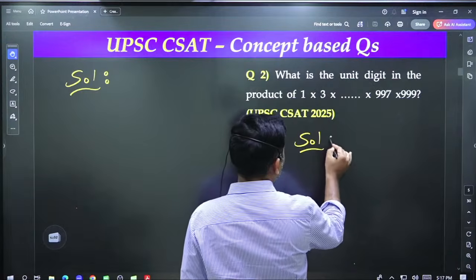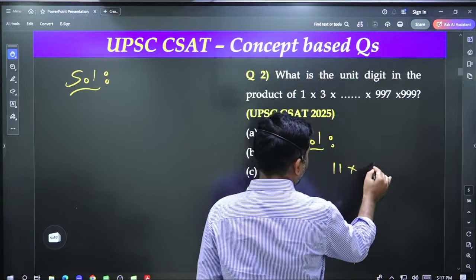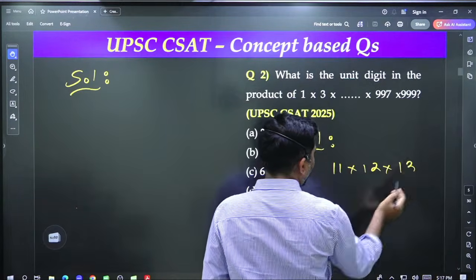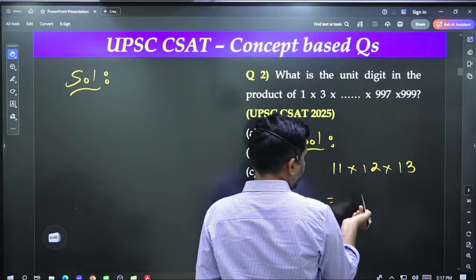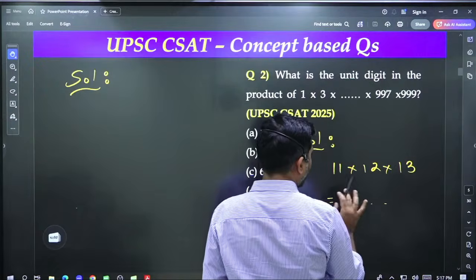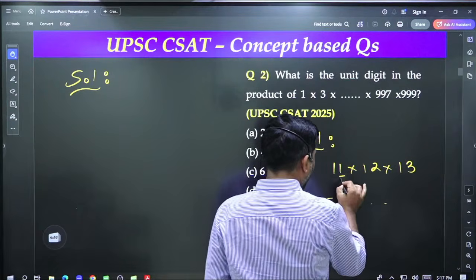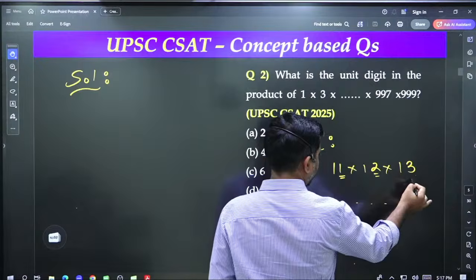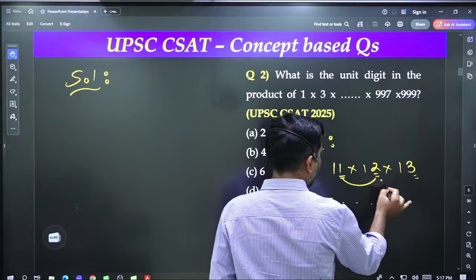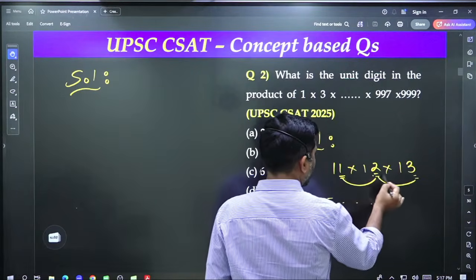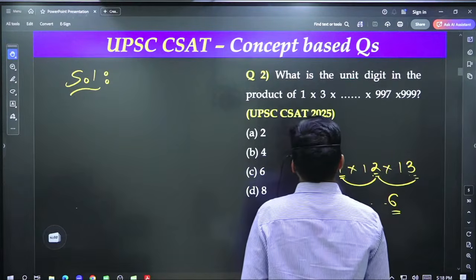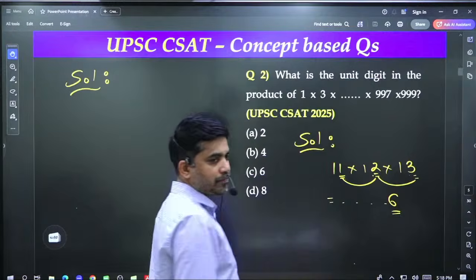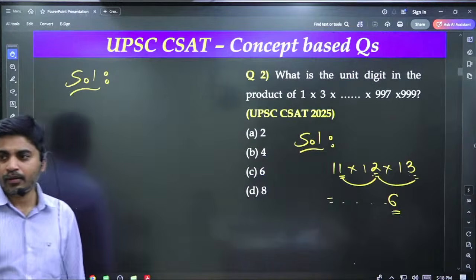We will multiply, for example, 11 into 12 into 13. How to get the unit digit of this product? We don't multiply all the numbers. We take only last digits. 1 into 2 into 3. 1 2s are 2, 2 3s are 6. What is the answer? 6. Just for this example. This is the topic.